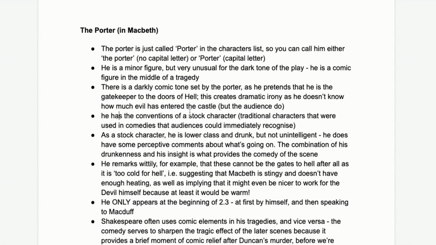The next point: he is a stock character. Make sure that you have Googled this phrase, you're confident talking about it, you know exactly what it means. I'm going to briefly go over it, but it is quite a difficult term, so make sure you're confident with it. Basically, a stock character is a character that everyone knows and we generally recognize, and they're used a lot in comedy. I'm trying to think of a stock character off the top of my head.